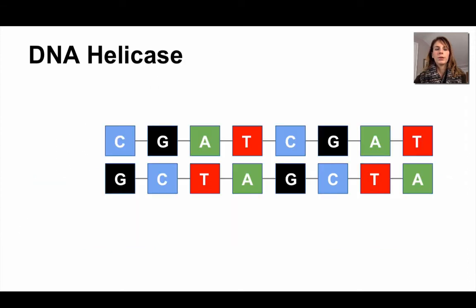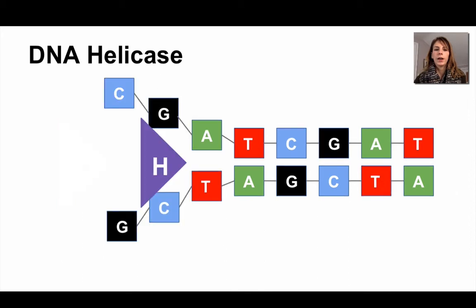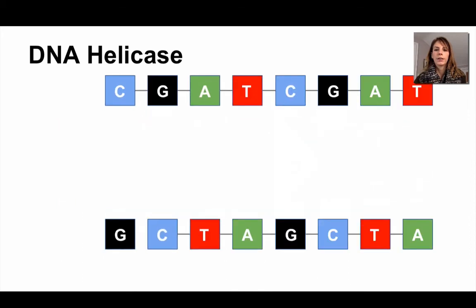All right, so now we're going to kind of get into the more detailed points about how replication works. And we said that in order to copy DNA, one of the first things that has to happen is DNA strands need to separate. And that's the job of an enzyme known as DNA helicase. So DNA helicase comes along, and its job is to separate the two strands so that each can be used as a template.